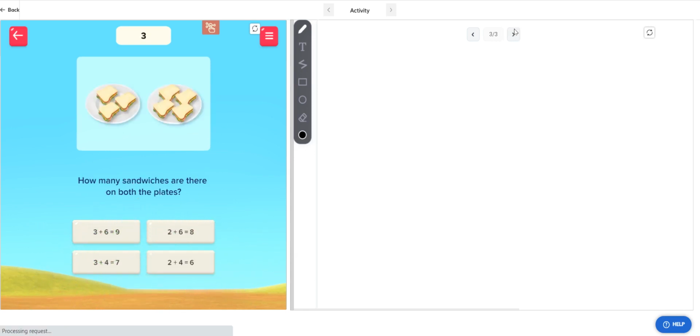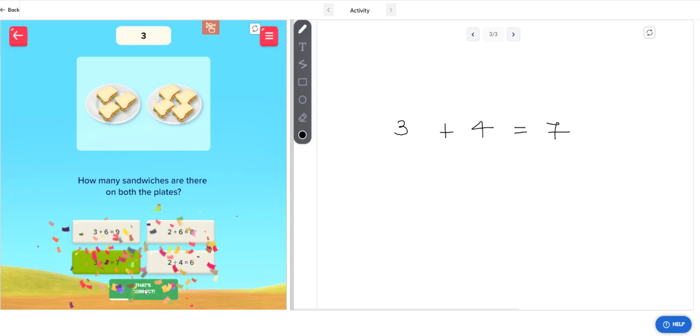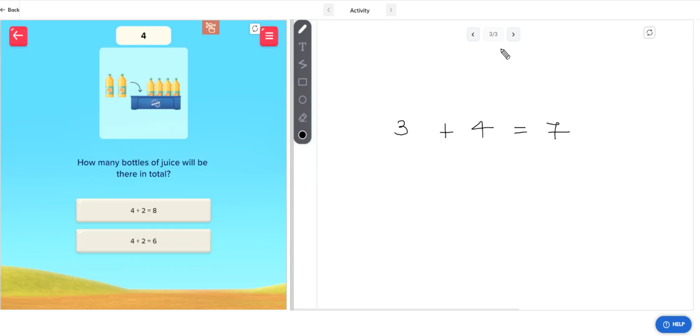Let's move to the third question. It says, how many sandwiches are there on both the plates? Let's count the sandwiches, okay? In the first plate, I have 1, 2 and 3 sandwiches. In the second plate, I have 1, 2, 3, 4 sandwiches. If I add the total number of sandwiches, let's count them all. 1, 2, 3, 4, 5, 6 and 7. So 3 plus 4 gives you 7, and this option right here is the correct option. Well done you guys.